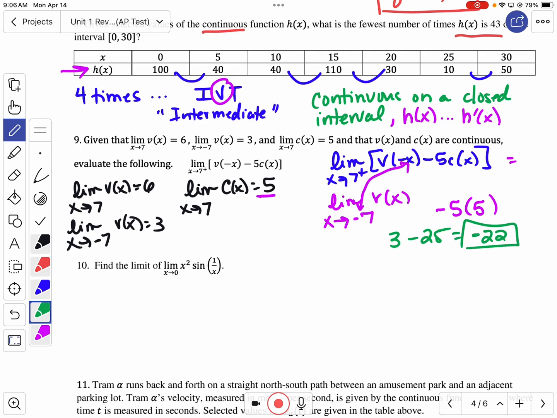So I just wanted to show you that because I didn't think we'd had one like that before.